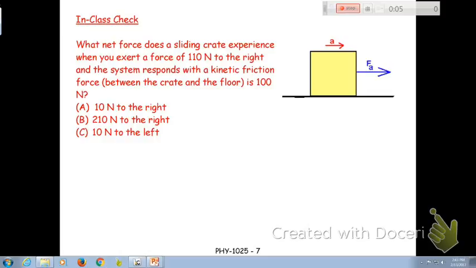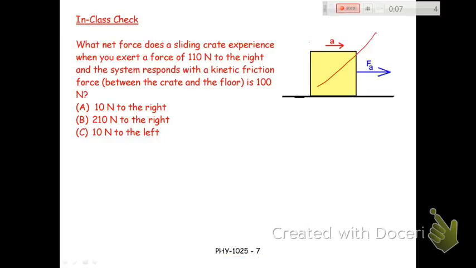Try not to rely on my diagrams, because my diagrams are usually not so good. Let's call this my F applied, and this is my F friction. On a straight line, get used to saying that's the positive end and that's the negative end, because you're not adding up arithmetically, you're adding up vectorially, so the signs count. So what do you think it would be? I got 12 people. I'm looking for a number and a direction.